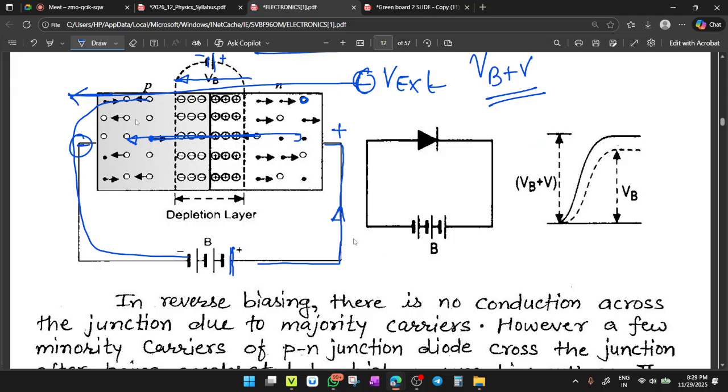Remember the current? This is called reverse saturation current. This current flows because of minority charge carriers on the different side. So this is the diagram: P layer and N layer. P is connected with the negative terminal and N is connected to the positive terminal.